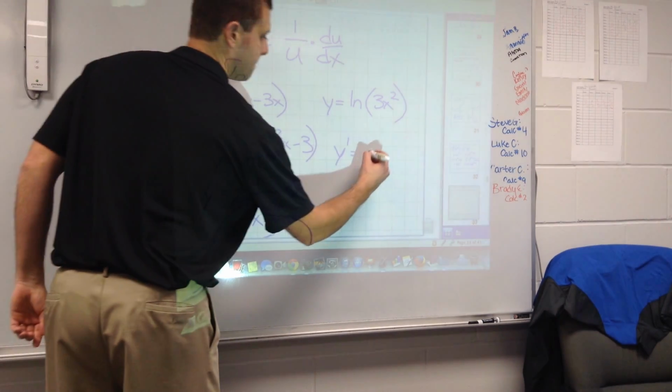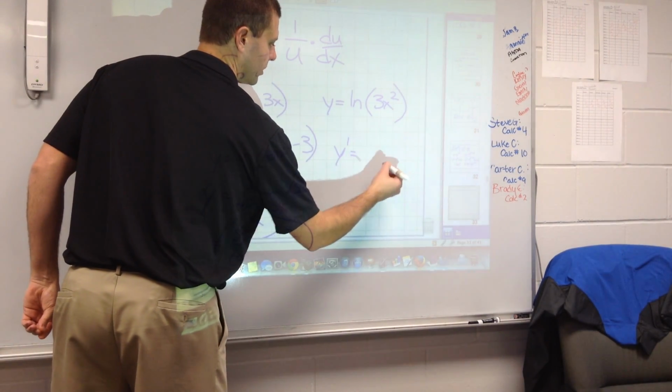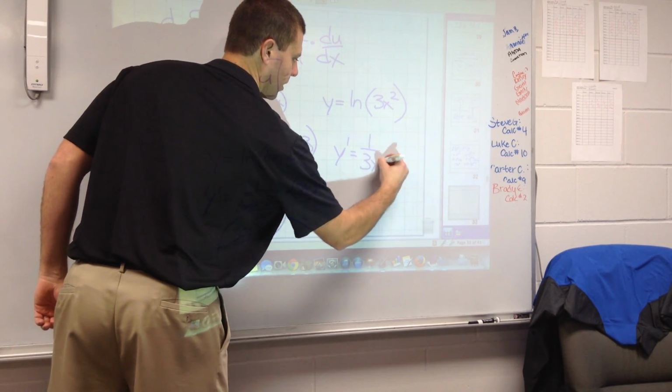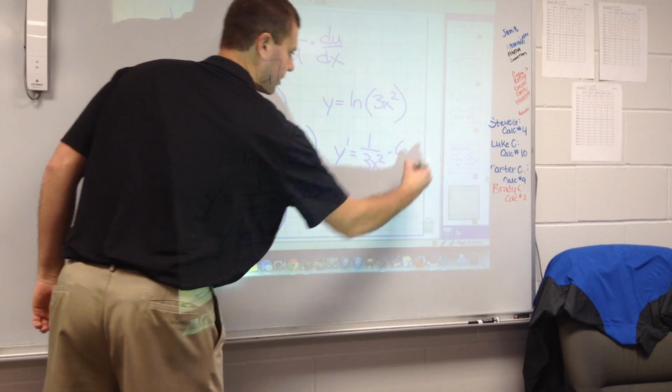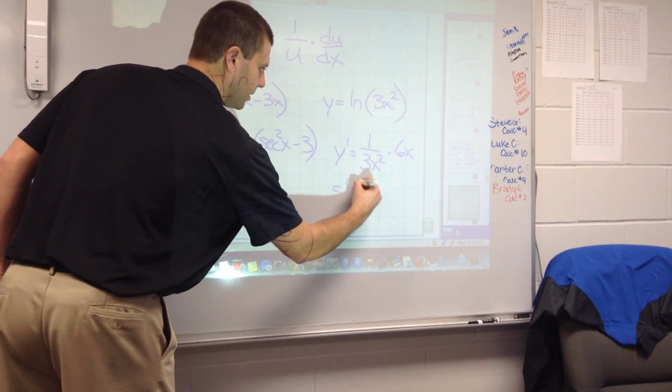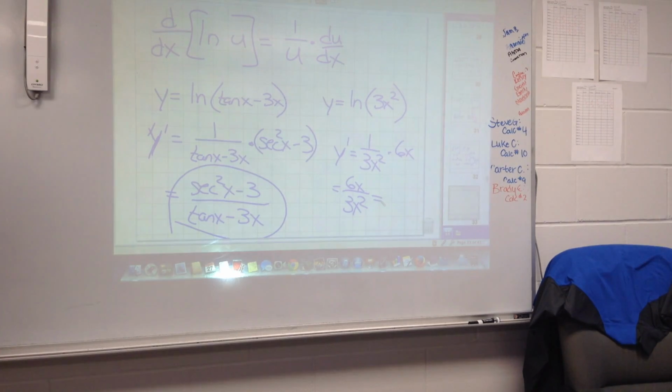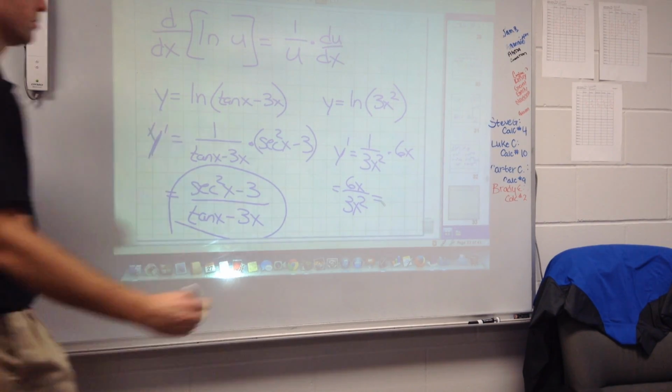What do you got? 2 over x. How would we get there? 1 over 3x squared times 6x. So that would be 6x over 3x squared, which would simplify to 2 over x.